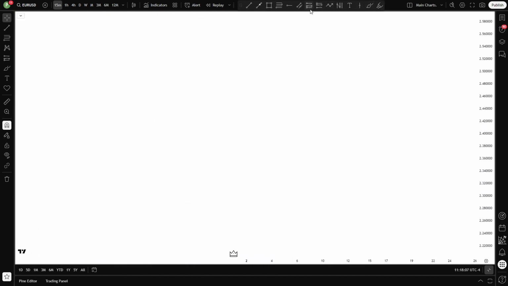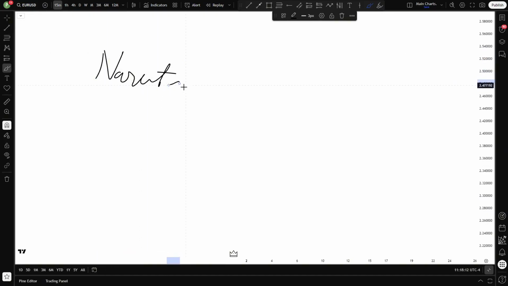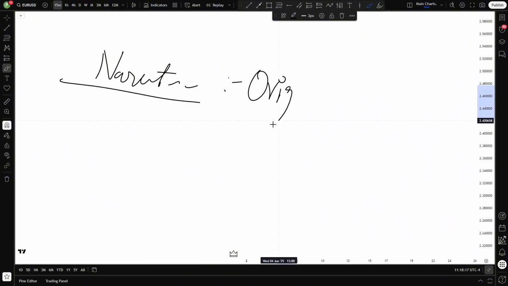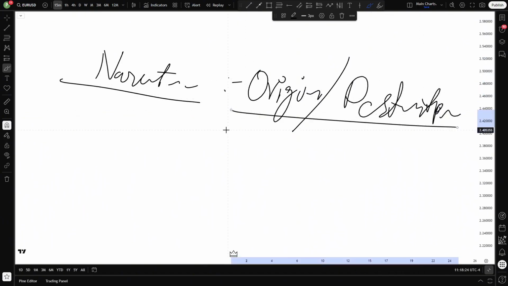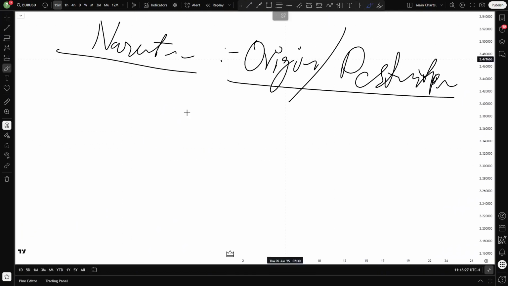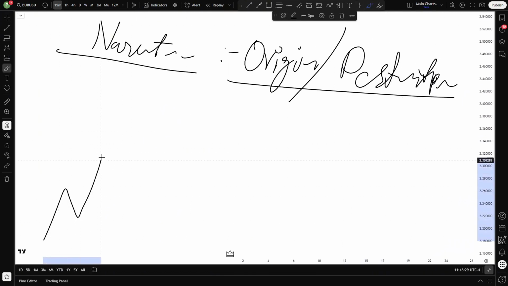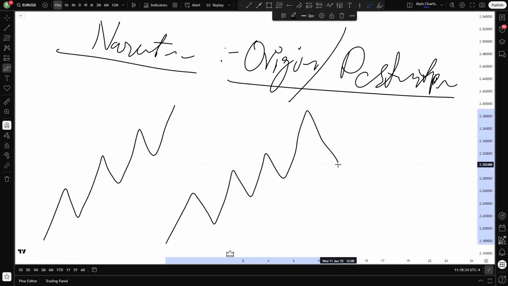So narrative helps us with determining or figuring out the origin and the destination for that range expansion or for price. What that means is that, let's say we figure out that the structure is bullish. Okay, we know that the market is moving in an underlying bullish direction. Okay, the direction of the market is bullish.